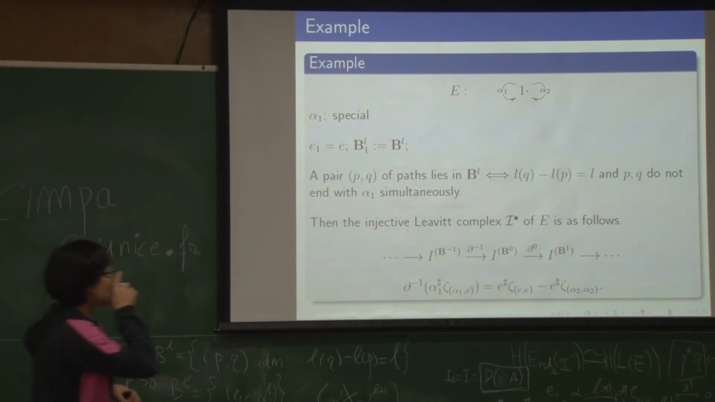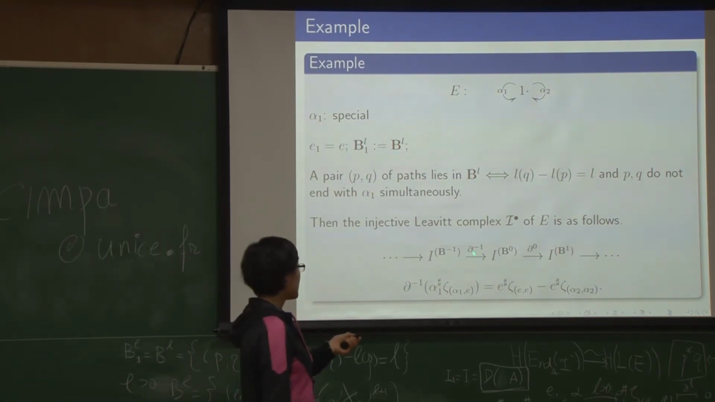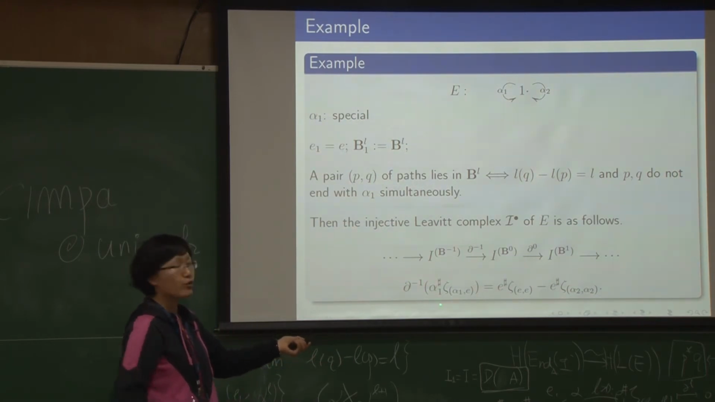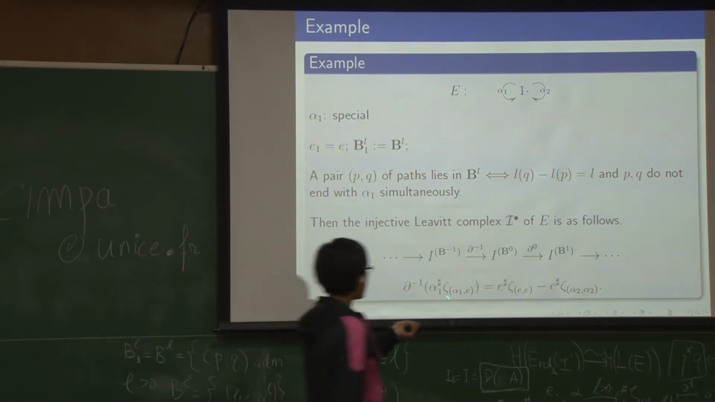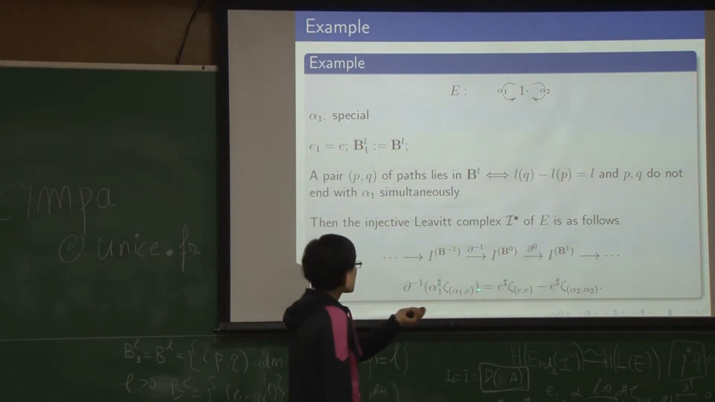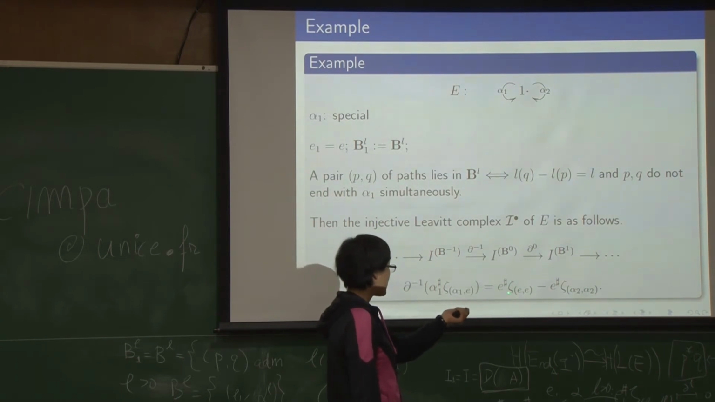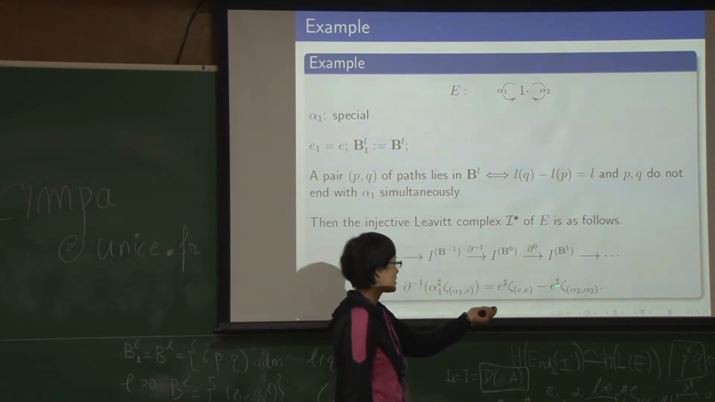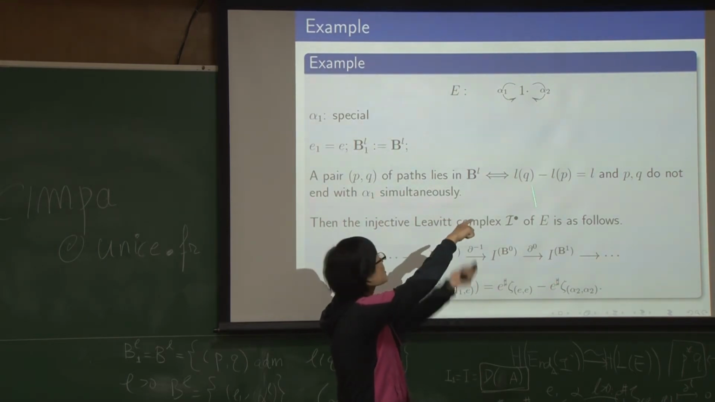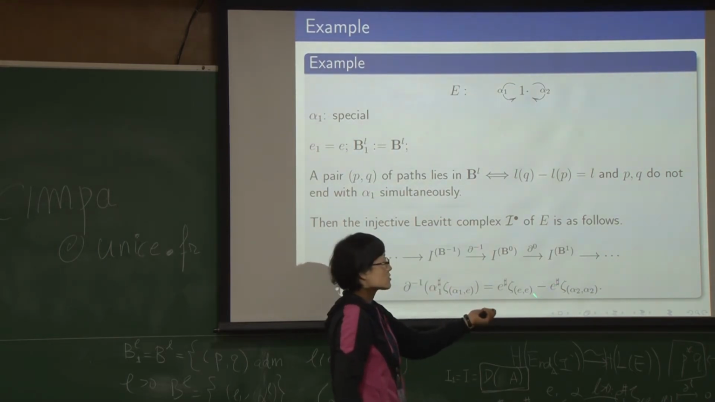In fact, the injective level complex looks like this. So here for the partial, we just give one element as an example. By the definition of the partial, it is mapped to this, and then we need to do something more. Because here we have two loops. Alpha 1 is special, we still have alpha 2. So here we have a minus.